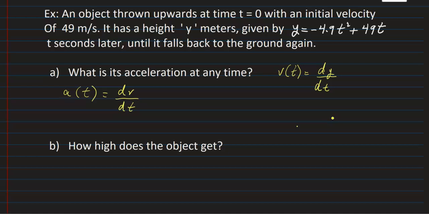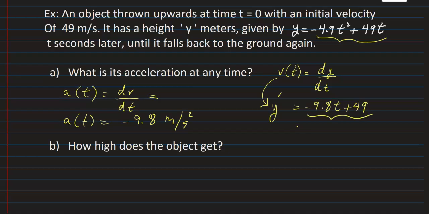First of all, v(t) is the derivative of this function, so that would be negative 9.8 t plus 49. I want to make sure that you understood this part. The first thing that we did, to get the velocity function, was take the derivative of the distance function given to us right here.